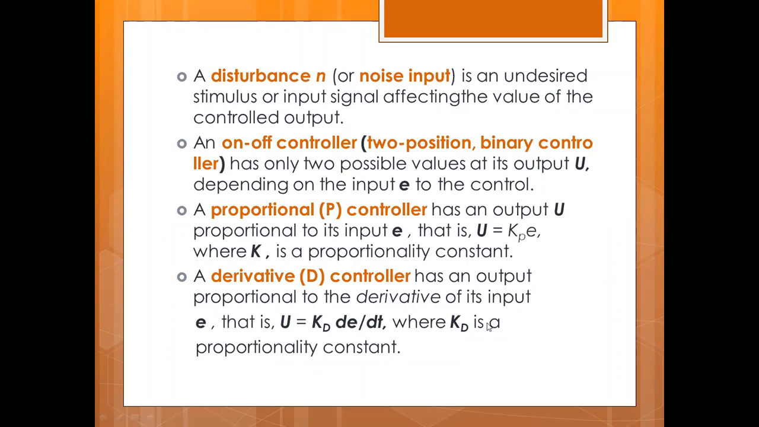Now we have what we call an on-off controller. So a two-position binary controller has only two positive values at its output U. Now it only depends on the input E to the controller. The E here is the error. Now we have also discussed the proportional controller, which has an output U proportional to its input E. That is, U is equal to K sub P times E, where K is a proportional constant.